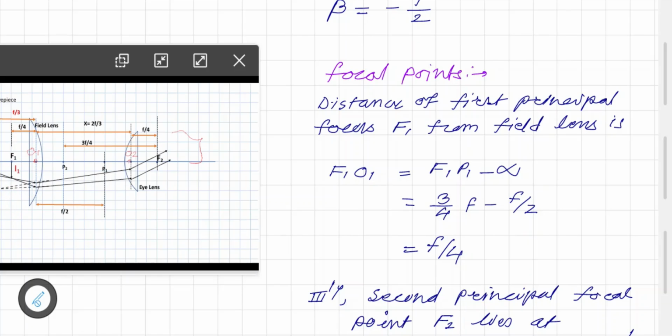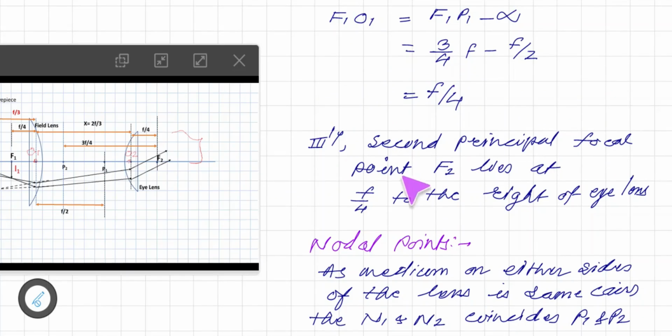and here it is the first focal plane. Similarly, the second principal focal point f2 lies at f by 4 to the right of the eye lens. So here it is. The same way, f2 lies at f by 4 distance.